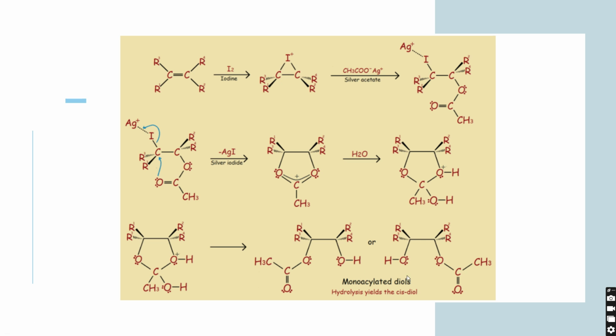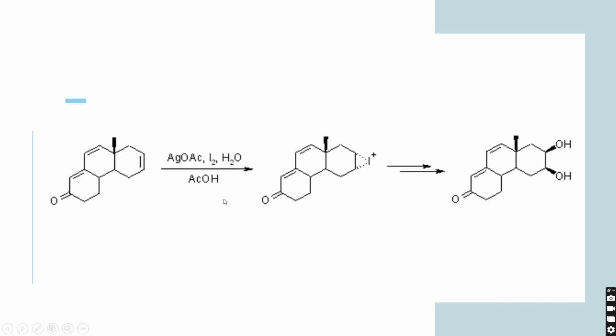And at last, hydrolysis of this acylated substituent will take place, and we get diol as our final product. In this case, we have acetic acid present. So at the end of the reaction, when we have one hydroxy and one monoacylated hydroxy present, that monoacylated hydroxy group will be hydrolyzed by acetic acid. And in this way, we are going to get cis diols by this reaction condition.